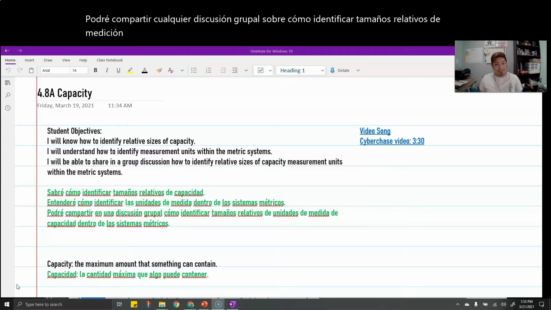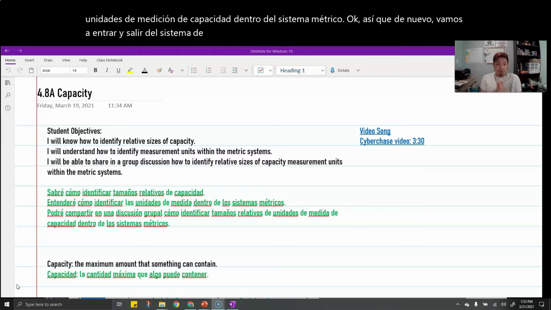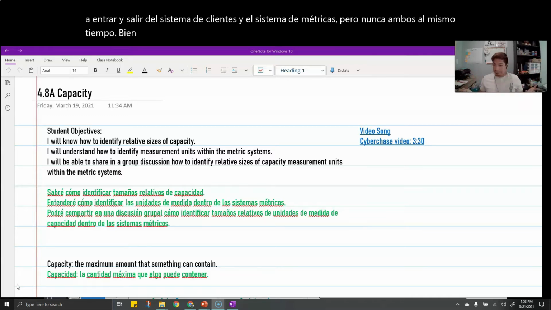the metric system, okay? So again, we're going to be going in and out of the customary system and metric system, but never both at the same time, okay? First customary, then metric, and then that's it, okay?